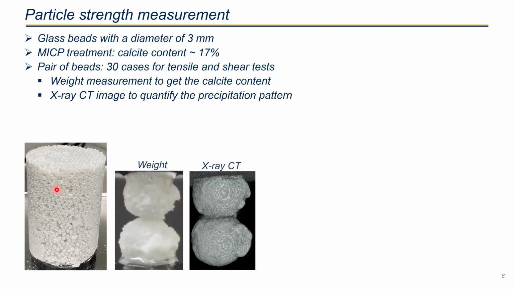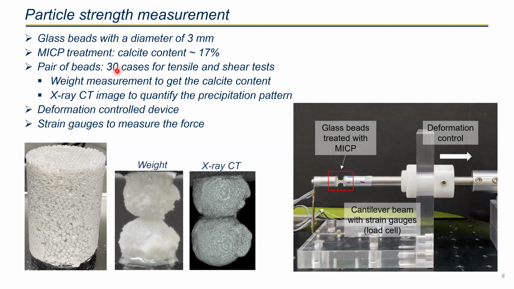This is split into bead pairs, which consist of 2 glass beads with the precipitated calcite, like this figure. We measure the weight to get the exact calcite content for each bead pair. We also took X-ray CT images to quantify the precipitation pattern. And 30 glass bead pairs were used for tensile and shear tests, respectively.